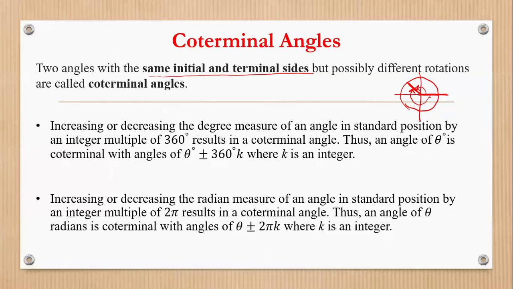I can also find another coterminal angle which has more than one rotation. For example, if I start from the initial side and I pass one rotation and get back to this point, I still have the same initial and the same terminal side, like this one.